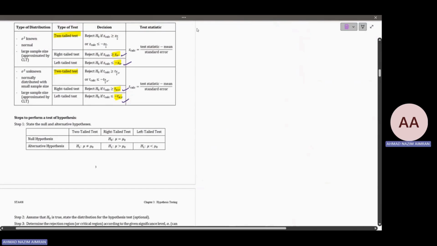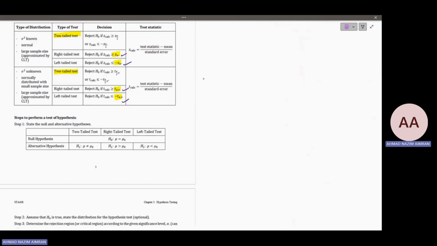Now for the two-tailed test. For the two-tailed test, again, we are going to test the hypothesis at both tails. Yeah, this on the right tail as well as on the left tail. We are going to test at both tails. Okay, and if you read here, reject H null if Z calculated is greater than Z alpha over 2.